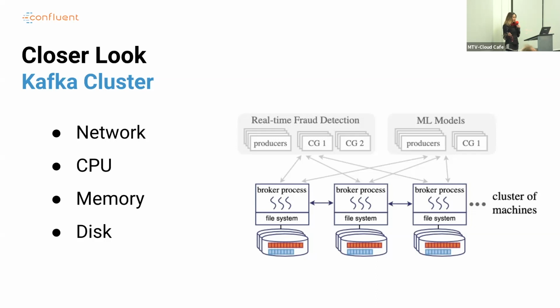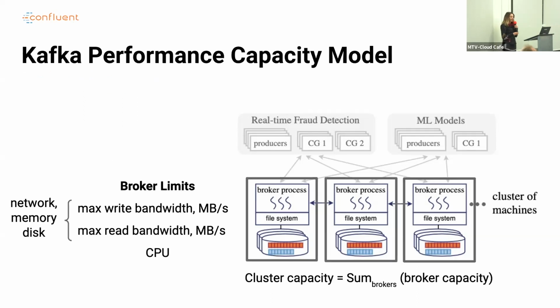So it's just a collection of resources: network, CPU, memory, and disk. But obviously, you don't really want to think about it in so much detail. I think it's simpler and more useful to think about the performance capacity of the cluster in terms of your broker having a certain ability of writing and reading a certain bandwidth, right?